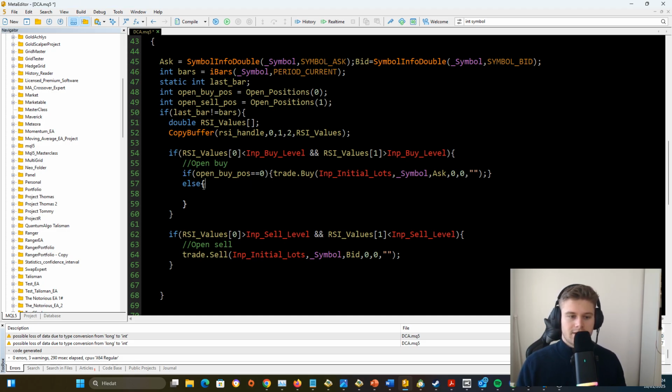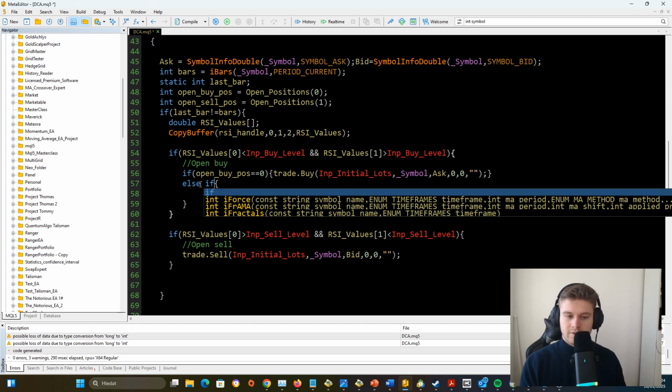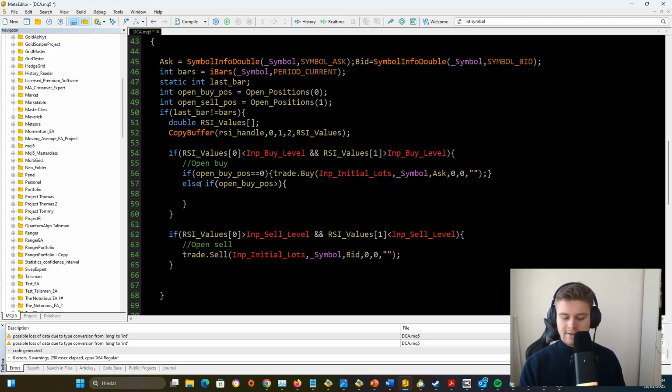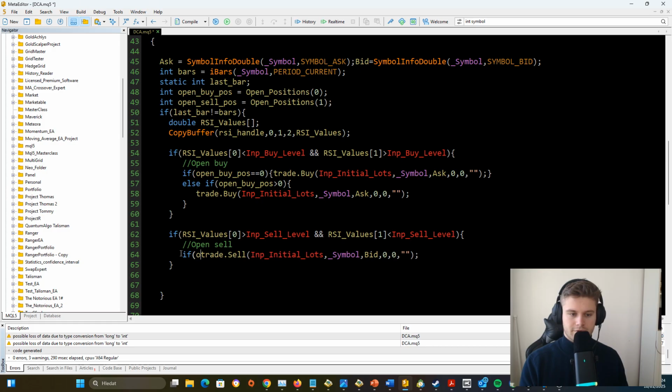I will do else if here because there will be one more thing I have to check. So open buy position is larger than 0, and there will also be one more condition that I will implement later. I'll just copy this, paste it here for now. I will change this later as well, and do the same thing for the sell side. So equals 0, perfect. And now else if open sell position is larger than 0, I will do this thing right here.